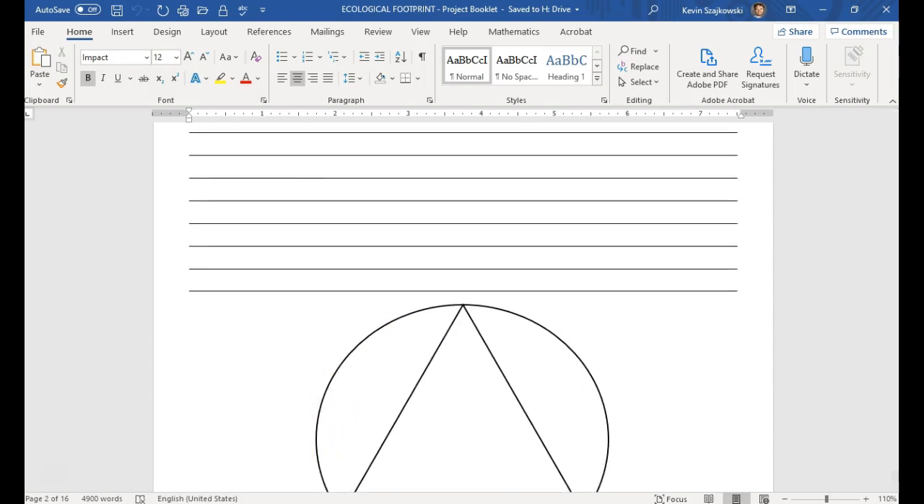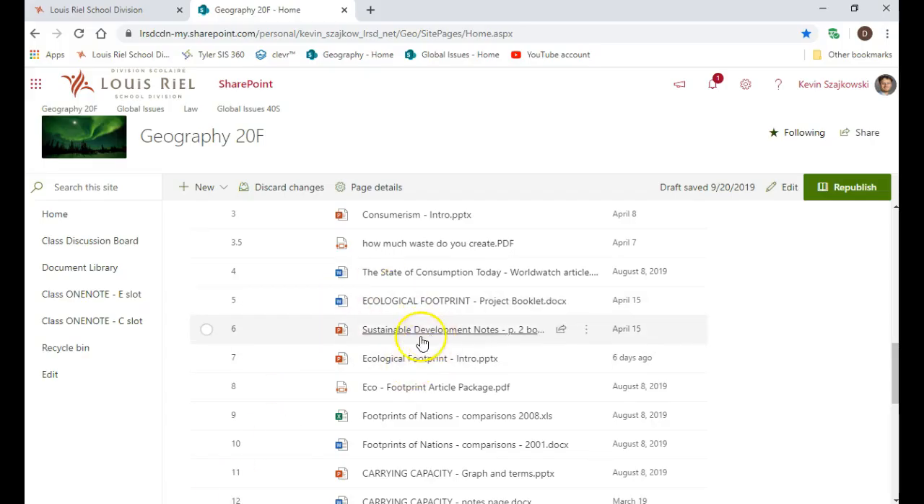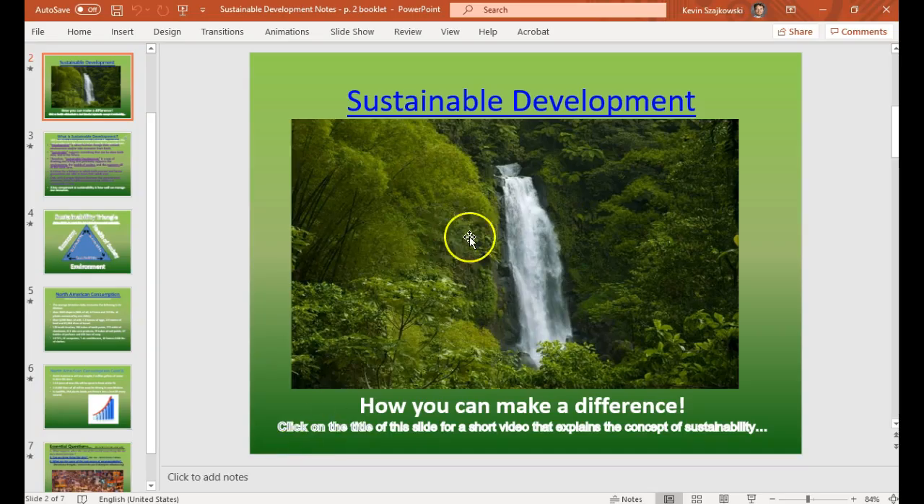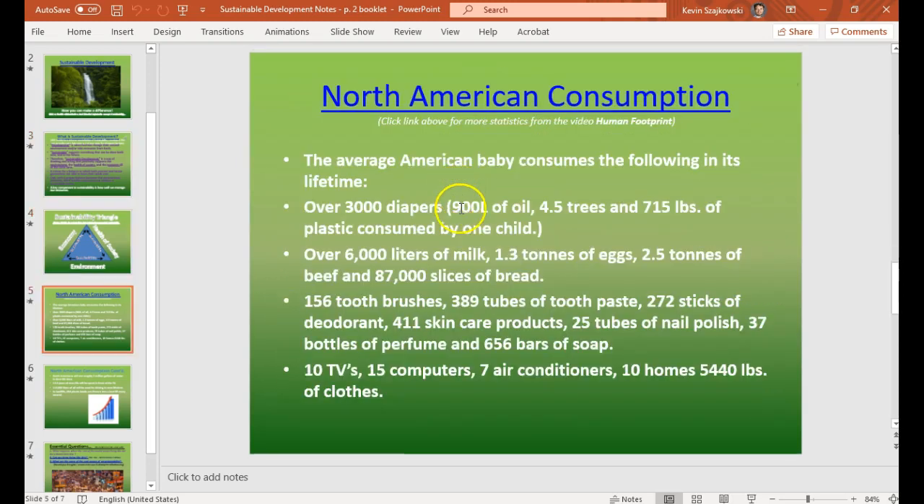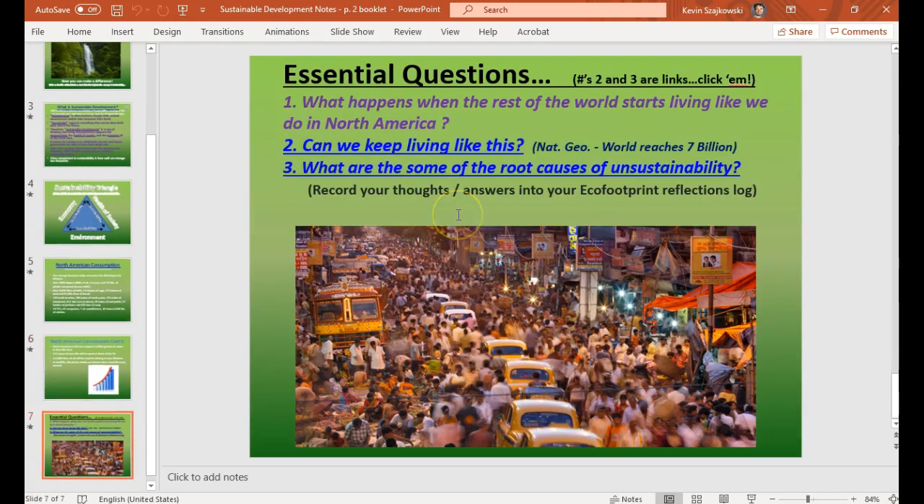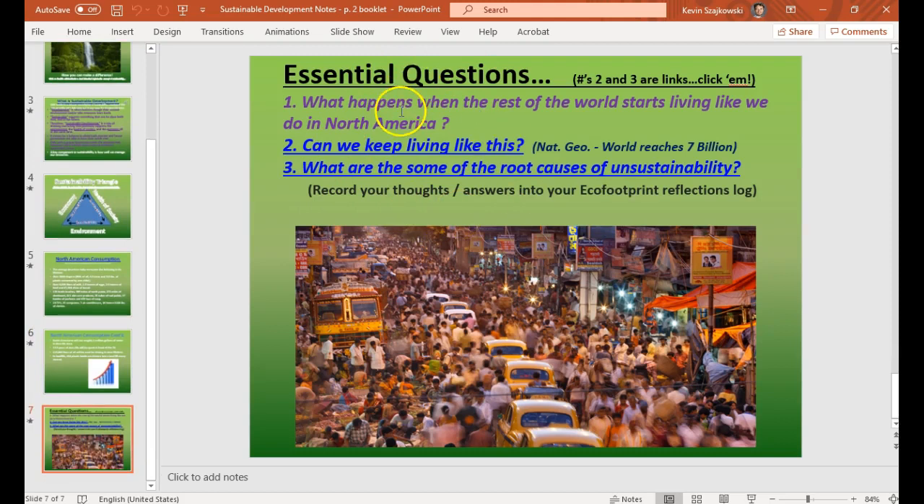And those notes come from this file here, Sustainable Development Notes, page 2 of your booklet. It looks like this, and there are some notes here for you to record onto a paper copy of that booklet. And there's also tons of links about what sustainable development is and means. And there are some questions here that you were asked to answer and make that your second entry in your Eco Footprint Reflections log.